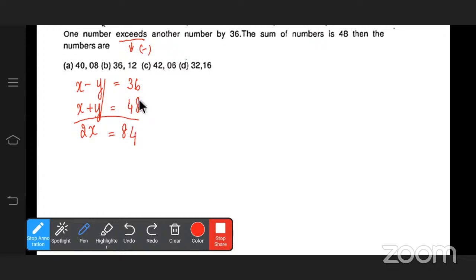84. Okay. So I'm going to find the value for x. So x equal to 84 divided by 2. When it is divided by 2, what did I get? 48, right? Sorry, 42. Because 4 2s are 8, 2 2s are 4. So the value of x is 42. I found out one number, right? How am I going to find the next number?